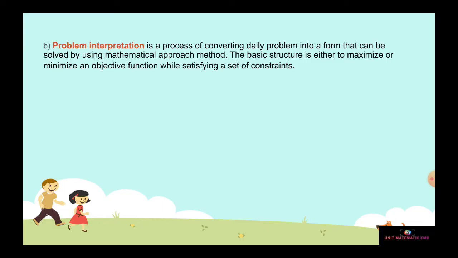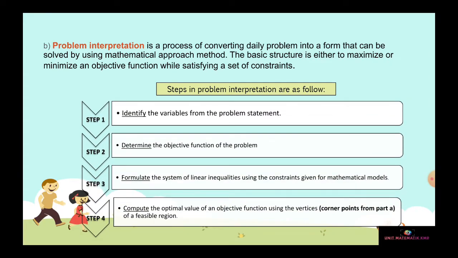In part B, we have problem interpretation. It's a process of converting a daily problem into a form that can be solved by using a mathematical approach. The basic structure is either to maximize or minimize an objective function while satisfying a set of constraints. Here are the steps in problem interpretation. We have 4 steps.